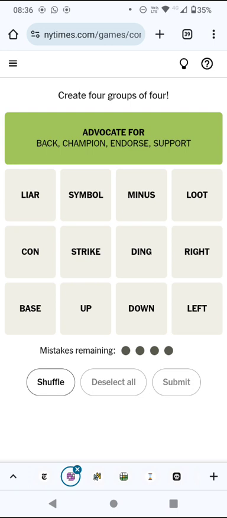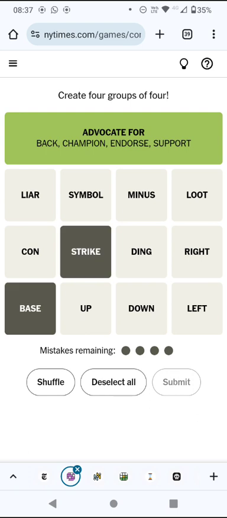It can't be up, down, left and right. That's just too obvious, isn't it? And also, even if it was that, I still need to look at what the two remaining groups are. Liar and loot both make words backwards, but I don't think any of the others do. Home base. Oh, base and strike are both baseball words, but none of the others are.